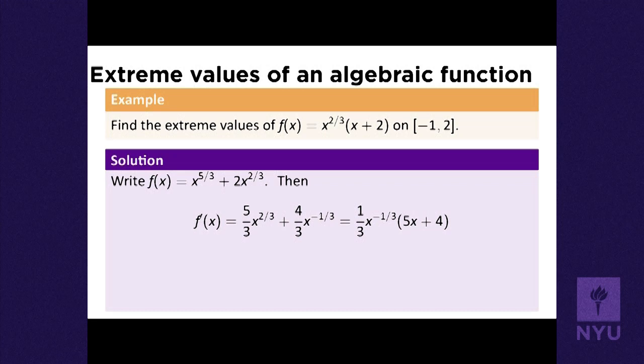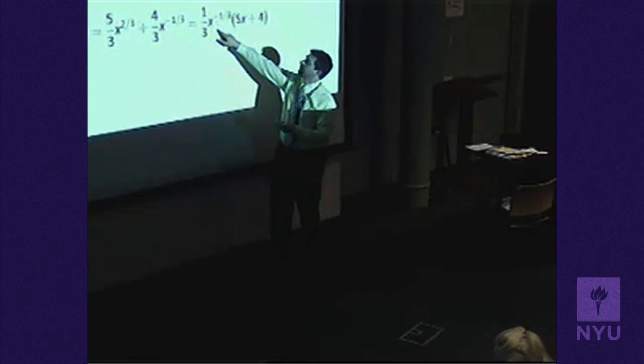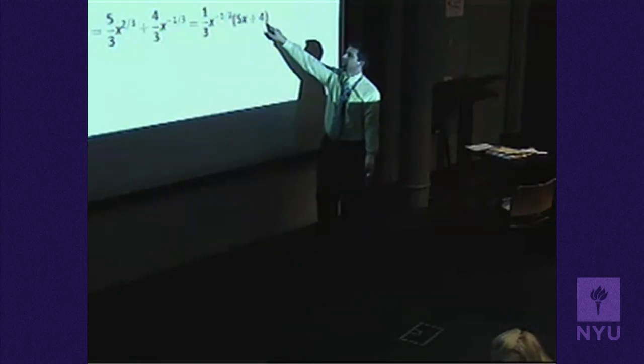The critical points will be the places where this is 0 or where this is not defined. Now, how would we find those places? You need to factor this. It's not a polynomial, it's an algebraic thing. And you can factor out a third, you can factor out x to the minus 1/3 power, and what you get is 5 times x plus 4.